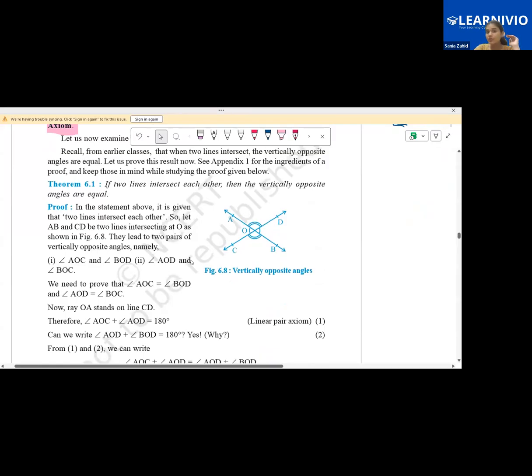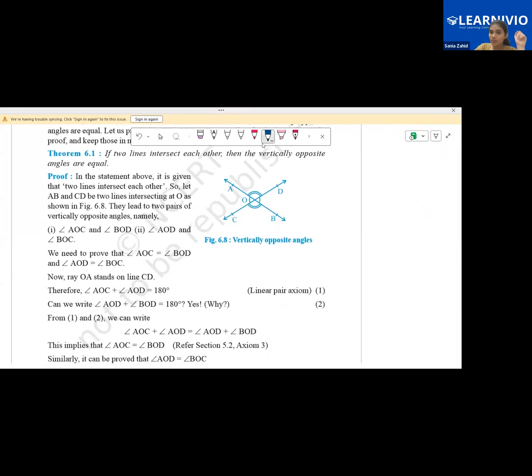Now this theorem was that if you have two lines that are intersecting each other, then the vertically opposite angles are equal. And you also have to prove this thing. So how will you prove this theorem? You will prove it with the help of the linear pair theorem, right? And how do we do that?